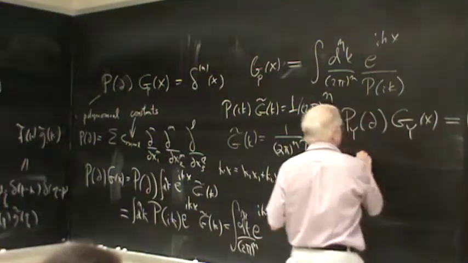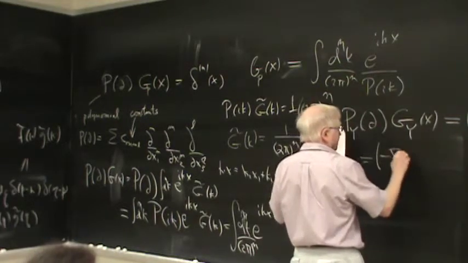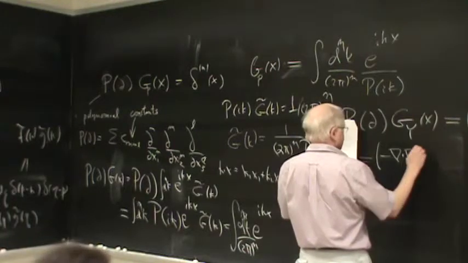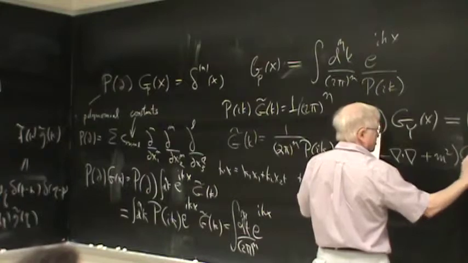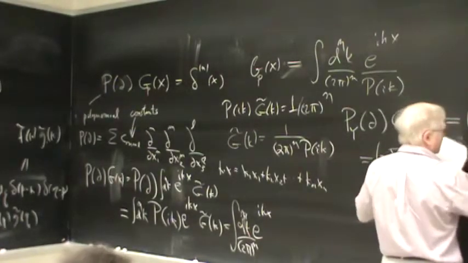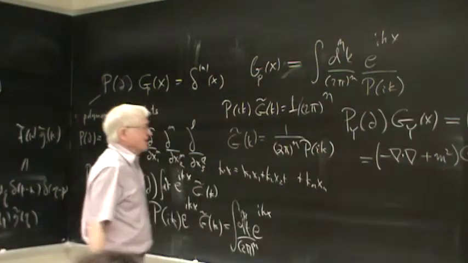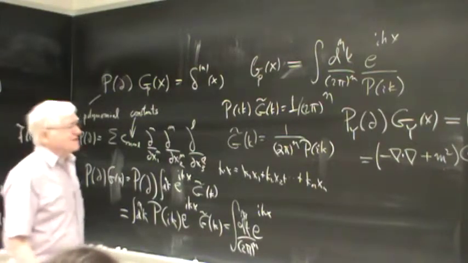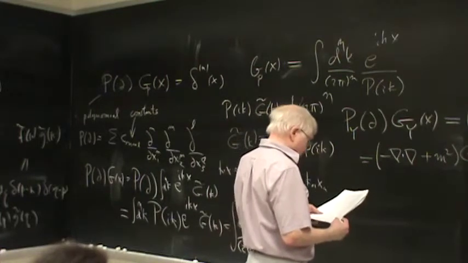Equivalently, this triangle is the same thing as minus the divergence of the gradient, in other words, grad squared plus m squared, G_Y of x. And this is, of course, delta of x in 3 dimensions. So that was the differential equation, the Green's function form of Yukawa's differential equation.